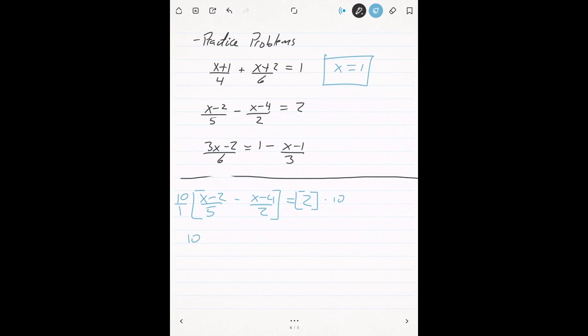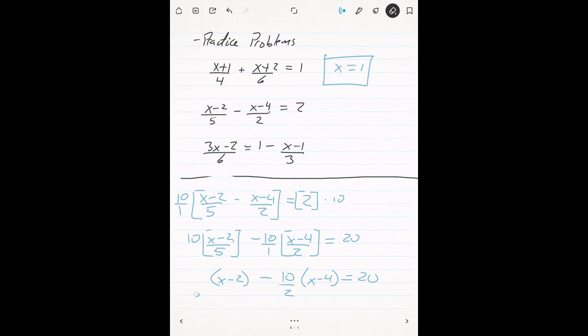So I have 10 times (x minus 2) over 5 minus 10 times (x minus 4) over 2 equaling 20. Okay, I'm going to go ahead and move the 5 out, so I have 10 over 5 and x minus 2. And then I'll move the 2 out to get 10 over 2 and x minus 4, and that's equal to 20. Well, 10 divided by 5 is 2, and 10 divided by 2 here is 5.